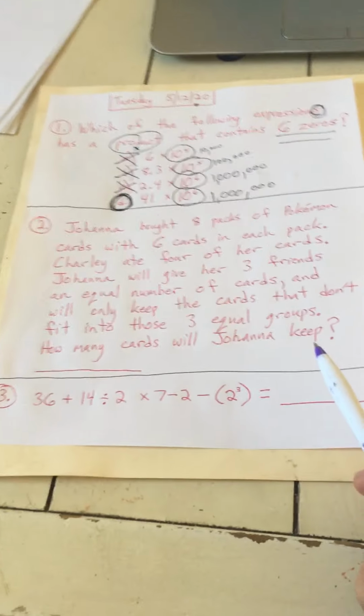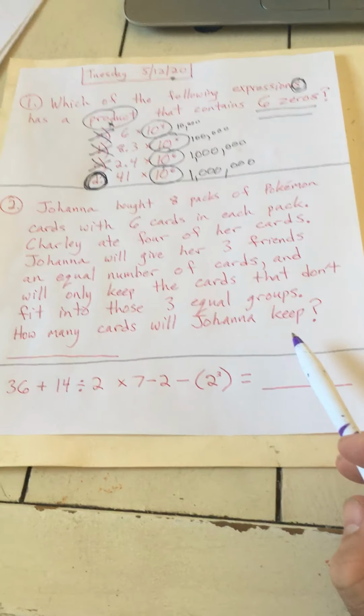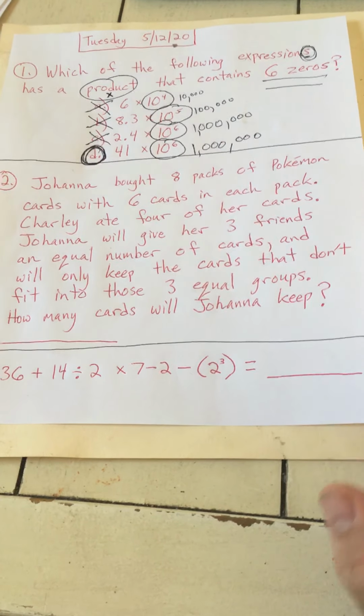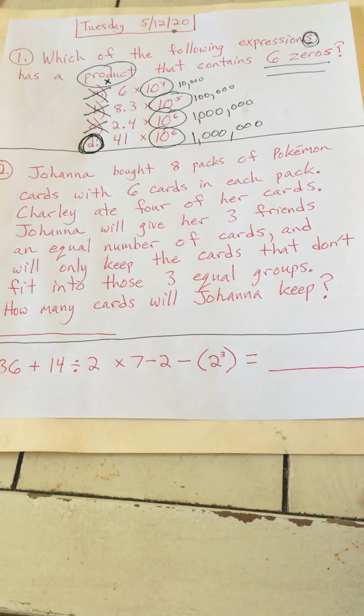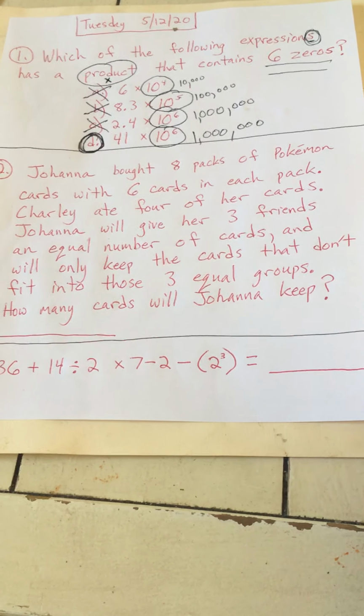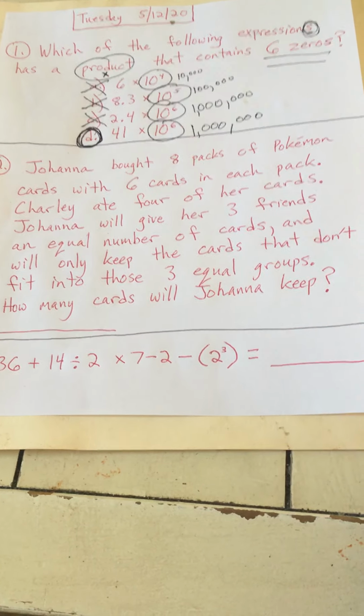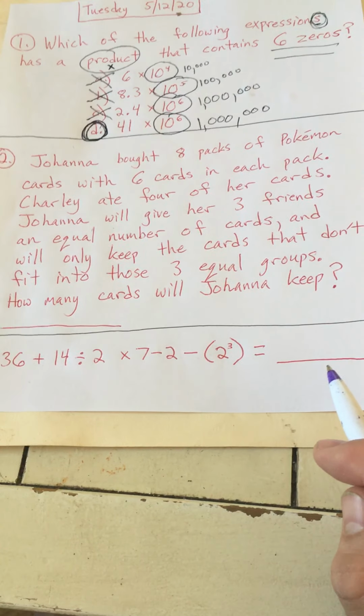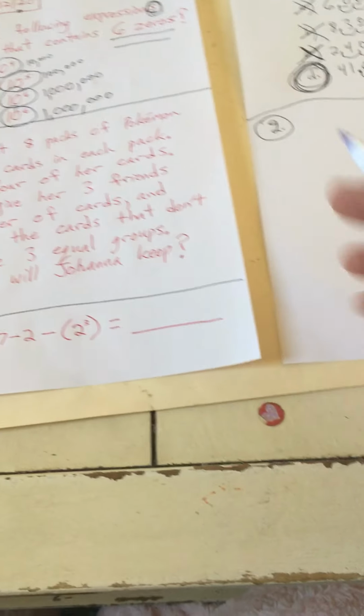Okay, number 2. Johanna bought 8 packs of Pokemon cards with 6 cards in each pack. Charlie ate 4 of her cards. Johanna will give her 3 friends an equal number of cards and will only keep the cards that don't fit into those equal groups. How many cards will Johanna keep?